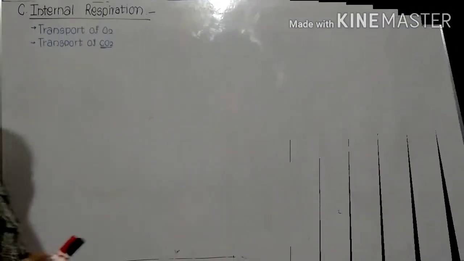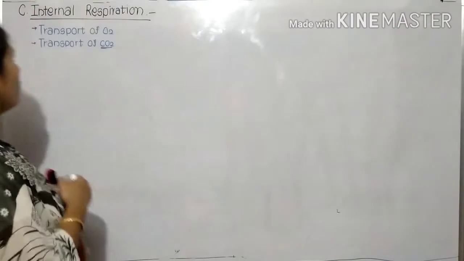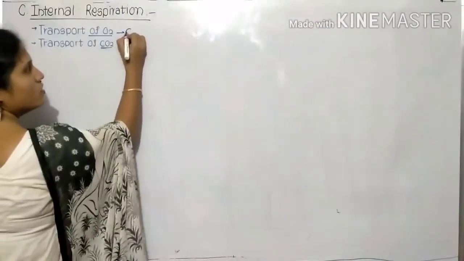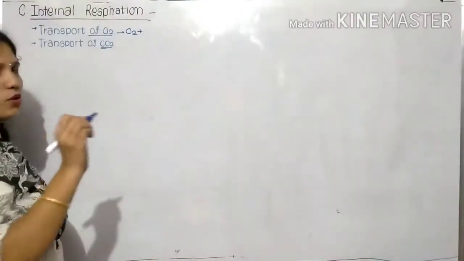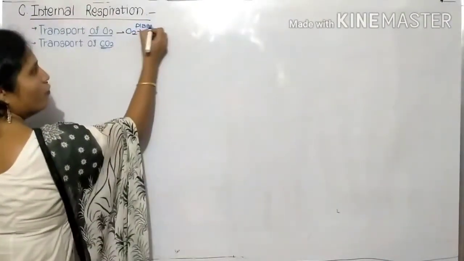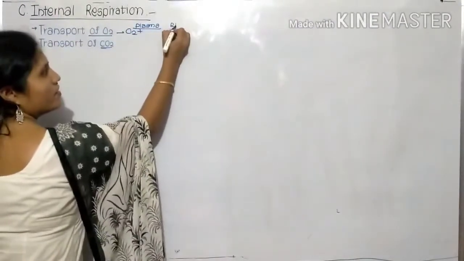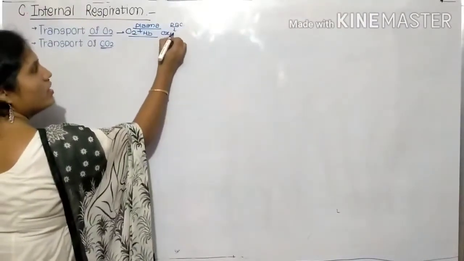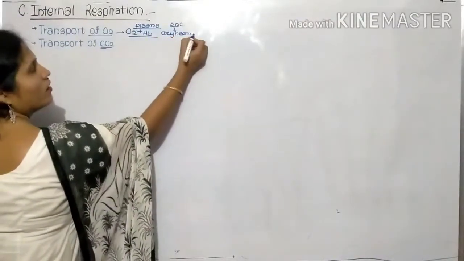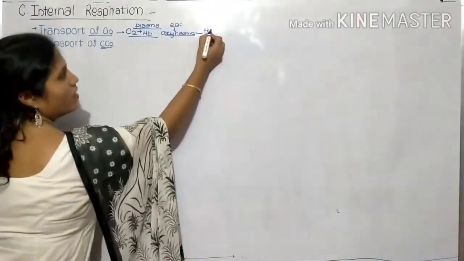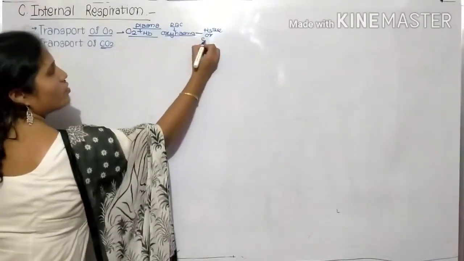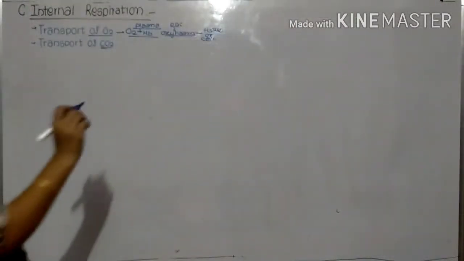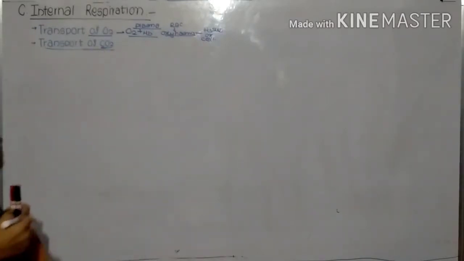Now, just now we have seen the transport of oxygen. A few percent of the oxygen is transported in plasma and the rest in the RBCs. In the RBCs it combines with hemoglobin, forms oxyhemoglobin, and is then transported towards the tissues or towards the cells. Okay, now we are going to study the transport of carbon dioxide.